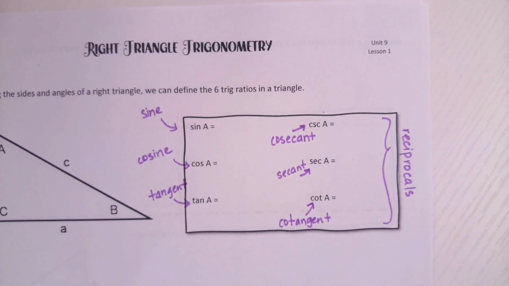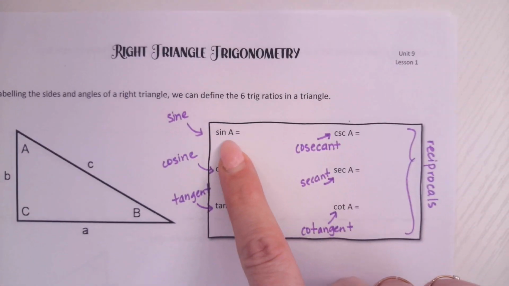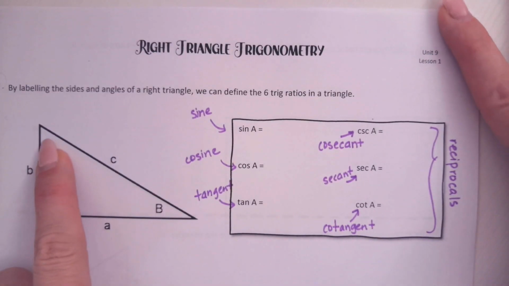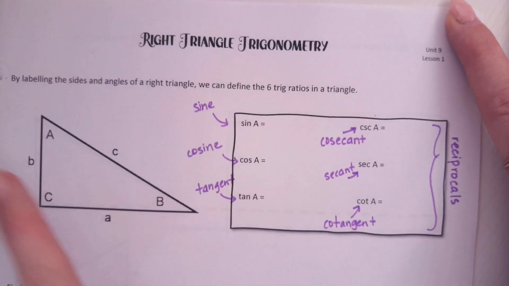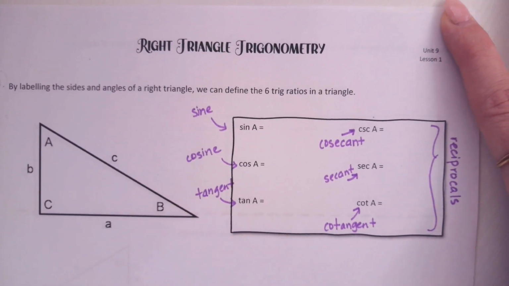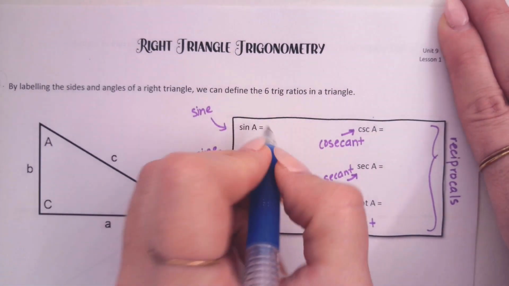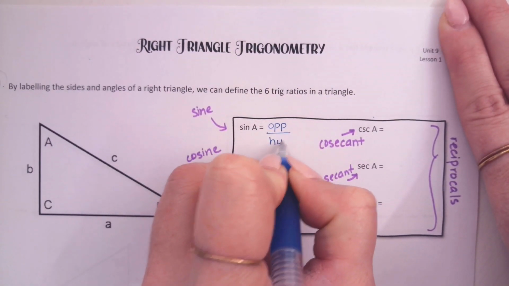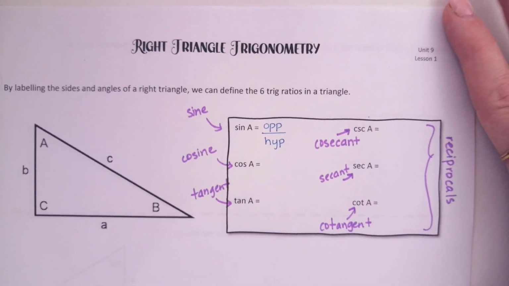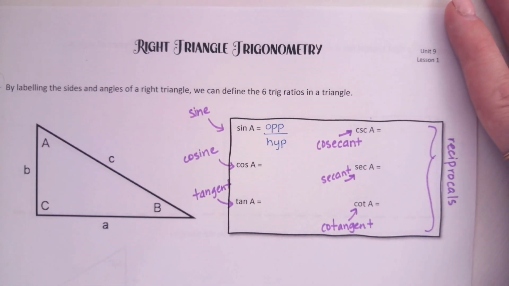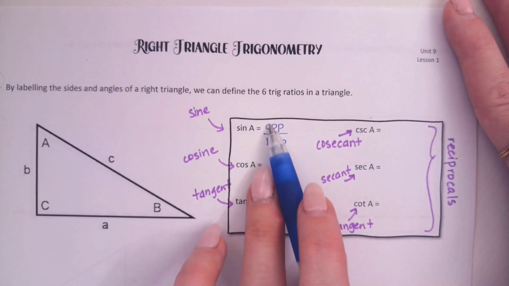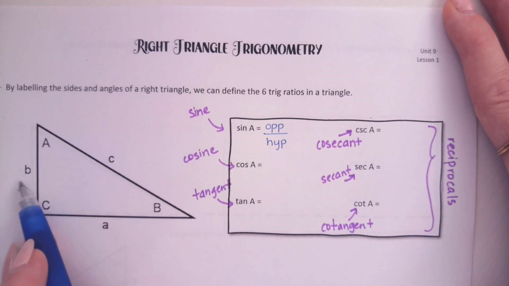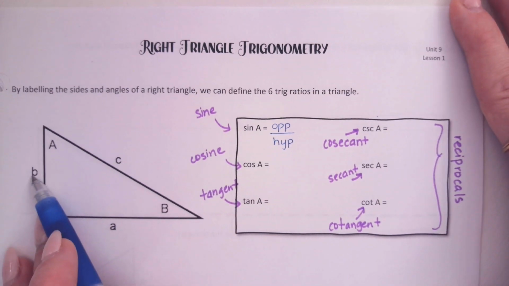Okay. So when I talk about the sine of angle A, sine is the ratio using angle A of the side that's opposite of it compared to its hypotenuse. So sine is the opposite side of the angle compared to the hypotenuse of the right triangle. I'm just going to abbreviate opposite and hypotenuse. Opposite over hypotenuse.